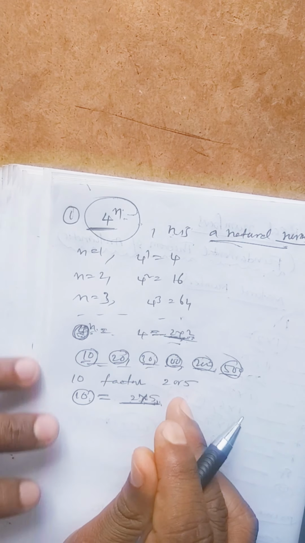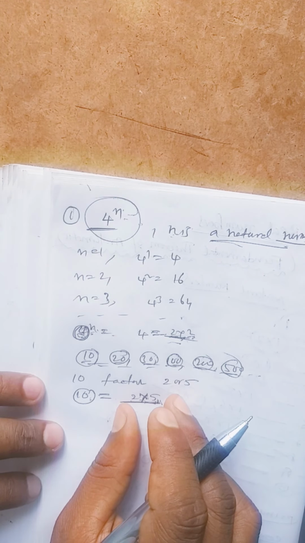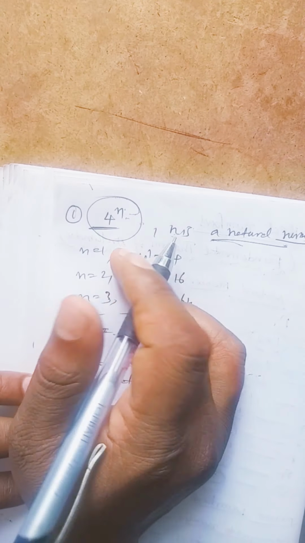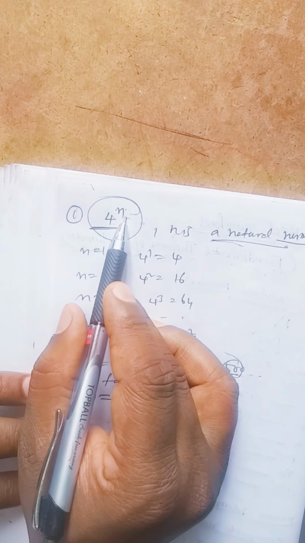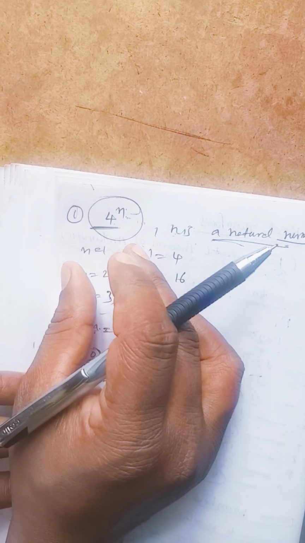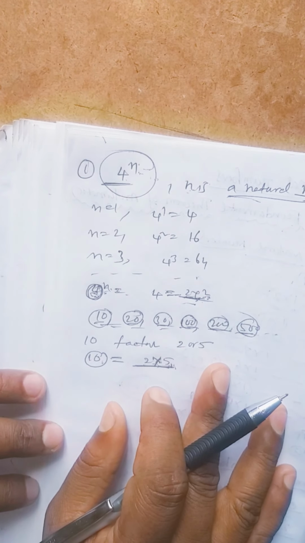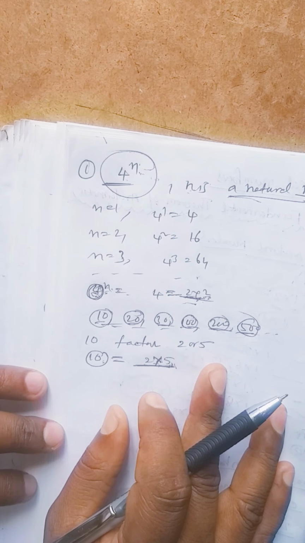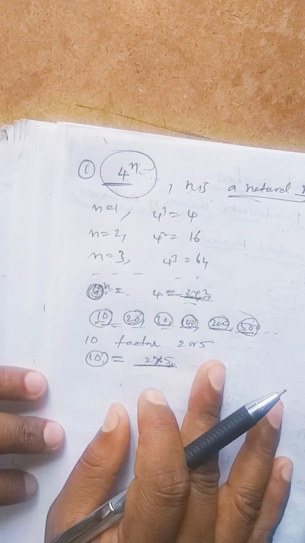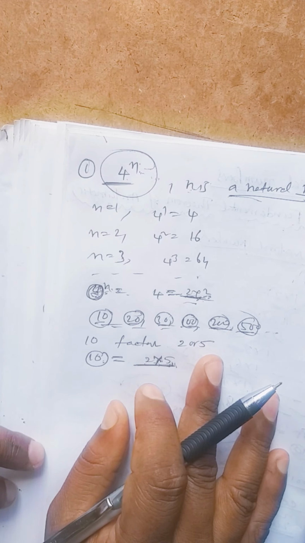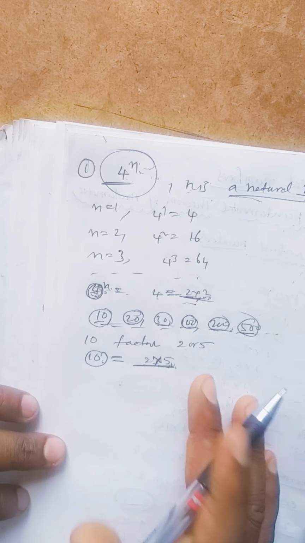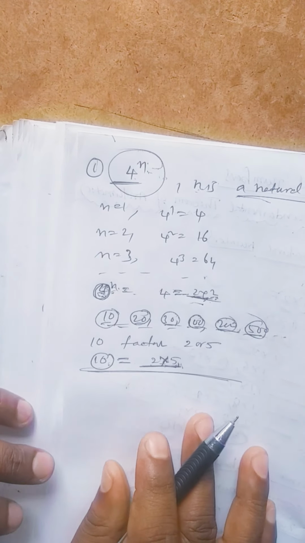This is one application of the fundamental theorem of arithmetic, from which we can conclude that 4 power n cannot end with 0. Similarly, there are some other numbers and problems, such as whether 6 power n can end with 0 or 11 power n can end with 0. We will use the fundamental theorem of arithmetic for these.